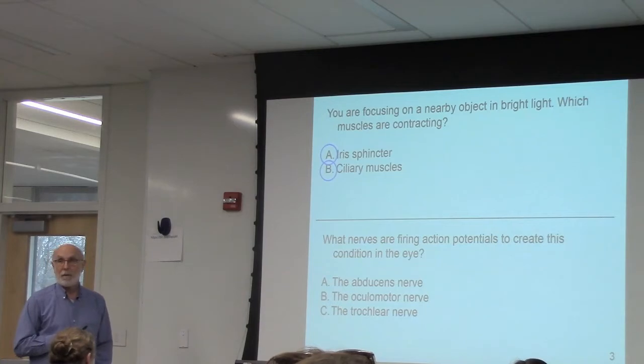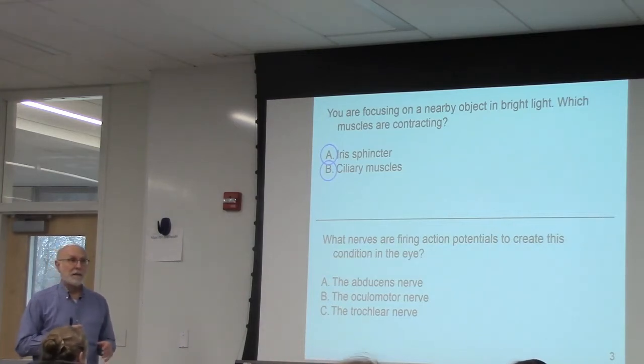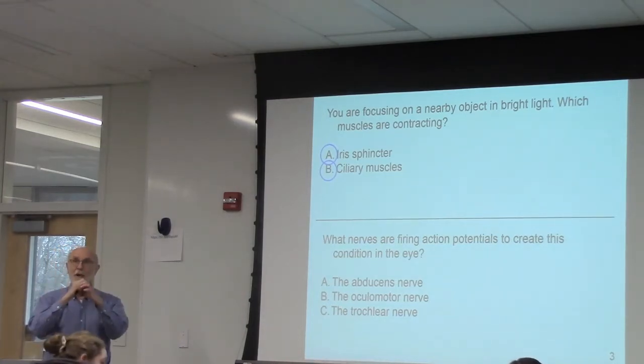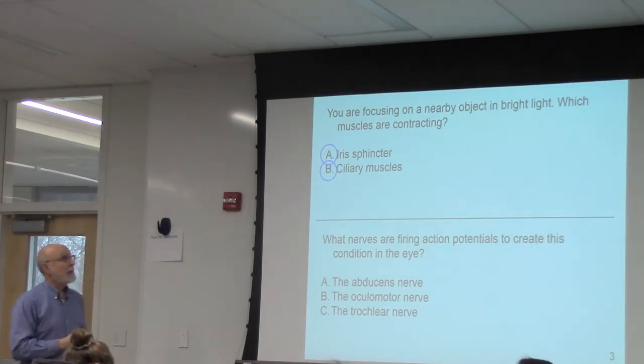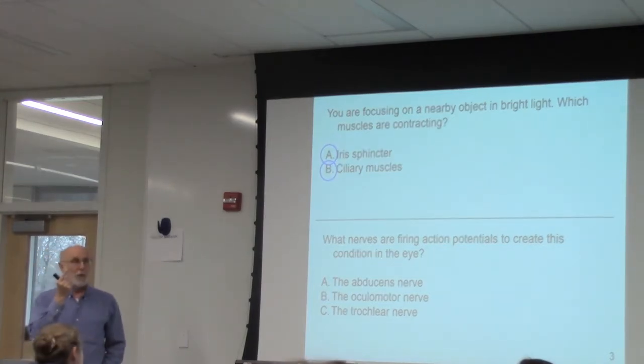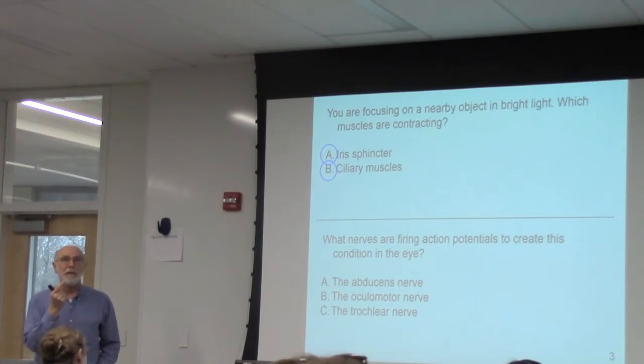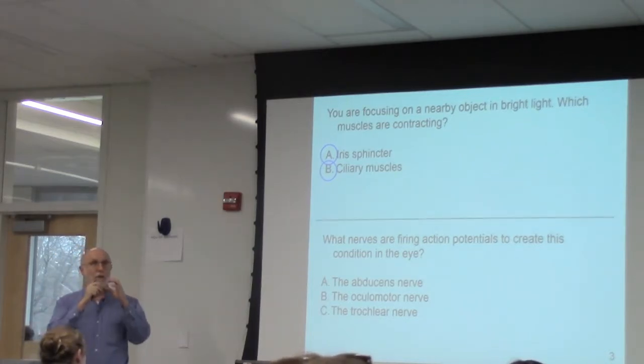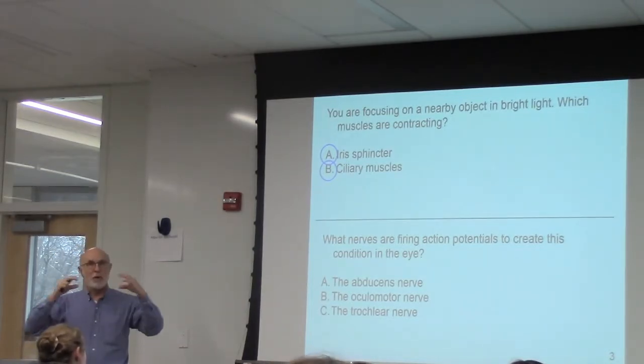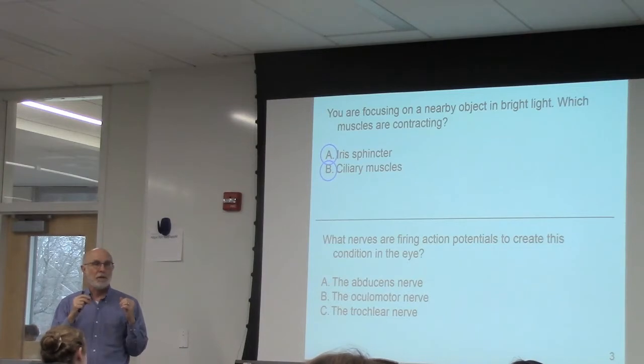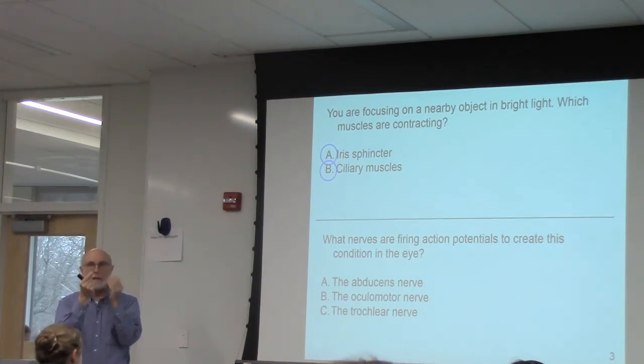Both. Bright light means that the iris sphincter is contracting in order to reduce the amount of light coming into the retina. And nearby focus requires constriction of the ciliary muscle so that the lens is not being stretched by the zonular fibers so that it can round up and have a greater curvature to allow it to focus the near image, the image from the near object, on the retina.